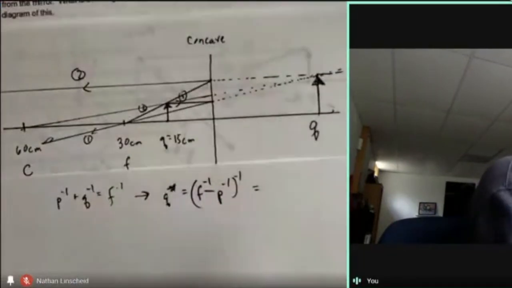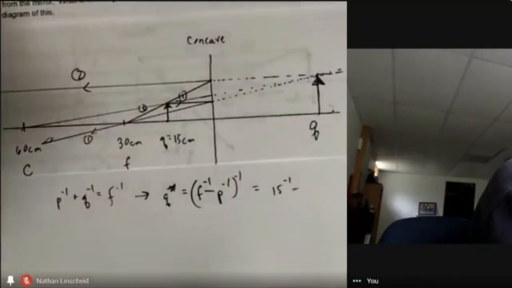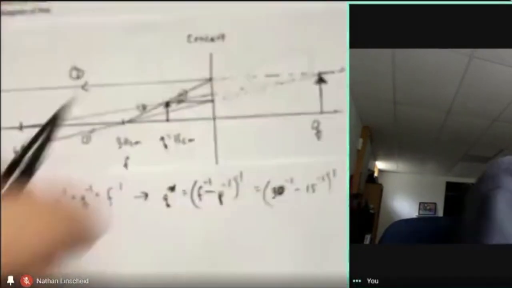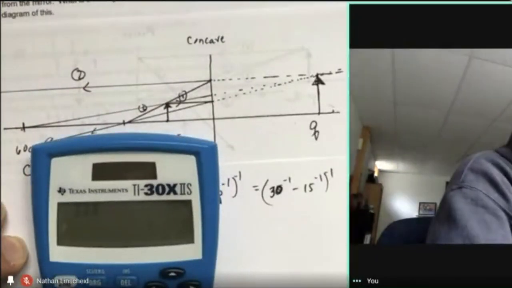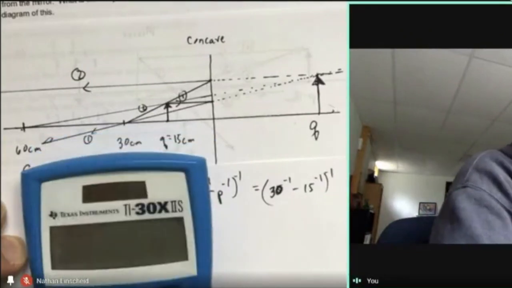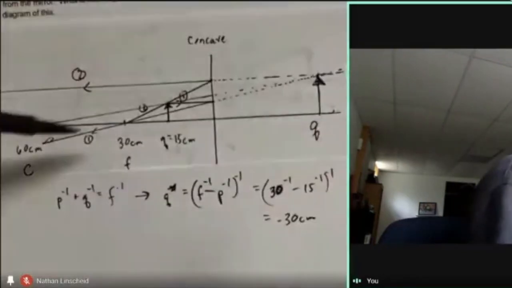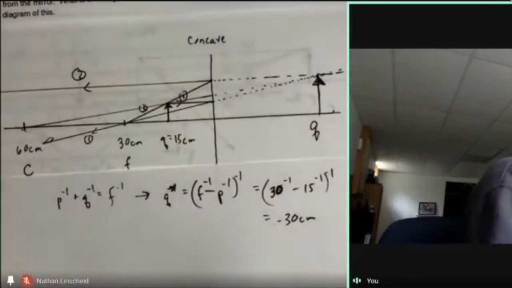And so this will be then 30 to the minus 1 minus 15 to the minus 1. F is 30. And that's negative 30. Okay. And that makes sense. Look at that. This is 30. That's about 30 right there. The negative sign indicates that this is a virtual image because it's on the back side.